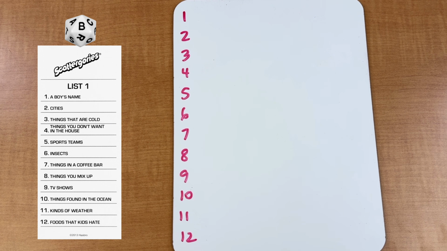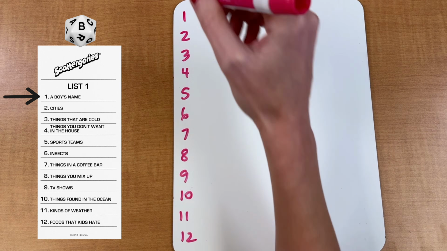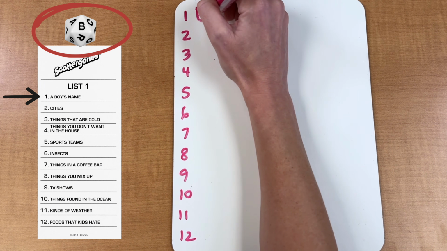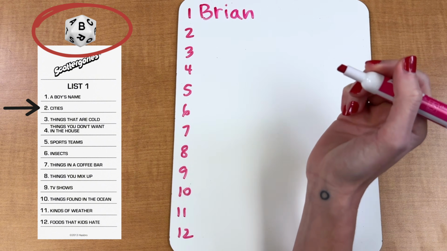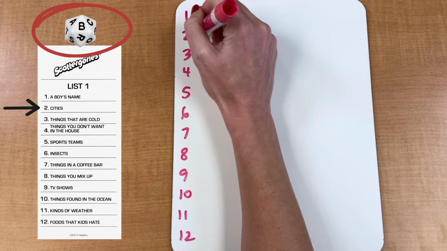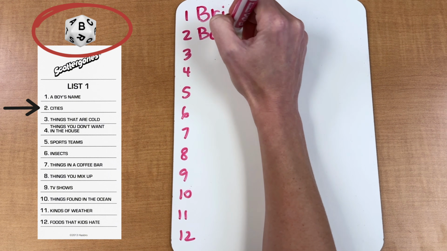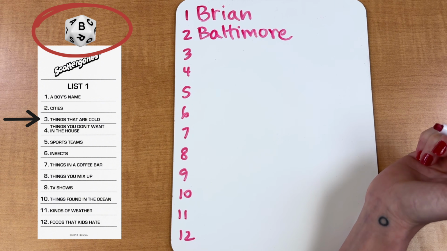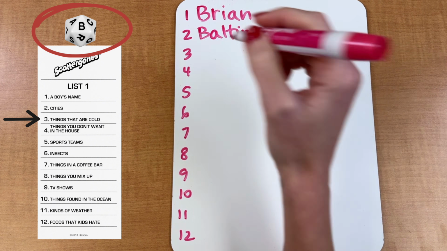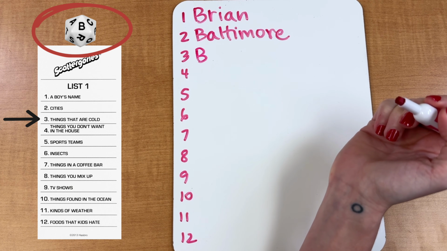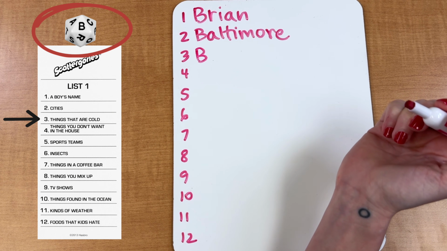The first category is a boy's name. I'm trying to think of a boy's name that begins with B. I thought of Brian. Number 2, the category is cities. I'm trying to think of a city that starts with the letter B. I thought of Baltimore. Number 3, our category is things that are cold. Things that are cold, and it must begin with the letter B. I'm not coming up with anything right away, so I'm just going to skip it.